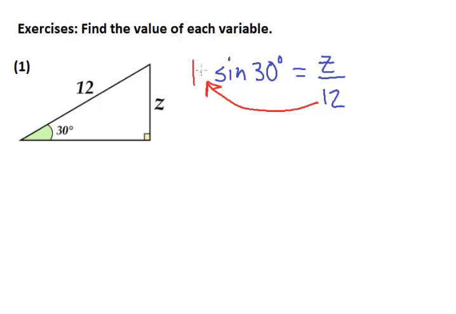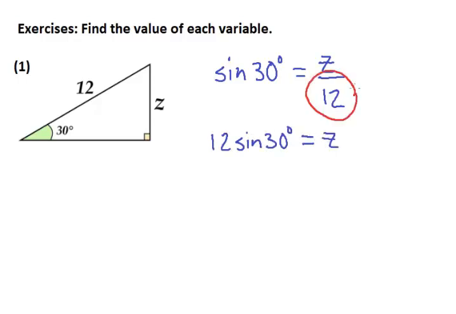So the 12 will be in here, but not in this step. You need to make another step where you make the movement. So 12 is going to pass to multiply to this side. 12 sine 30 degrees equals Z. So passing the denominator to multiply is always going to be the first step that you do, okay? You're always going to pass to multiply the denominator.